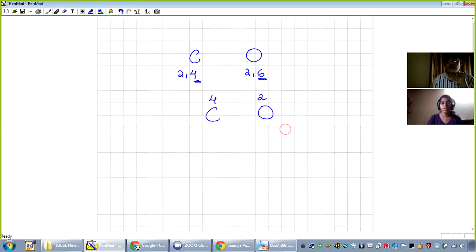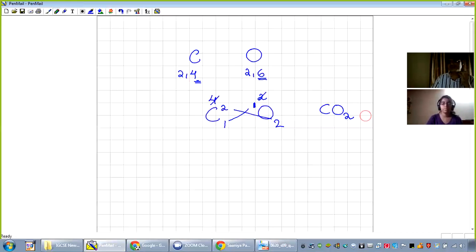C2O4? No, that's not right. What are we going to do over here? CO2. See, we are supposed to cancel the common factors. This will be two ones, and this is going to be two twos. So this 1 will come over here, and this 2 will come over here. So ultimately, the formula that we are going to get for this compound is going to be CO2.